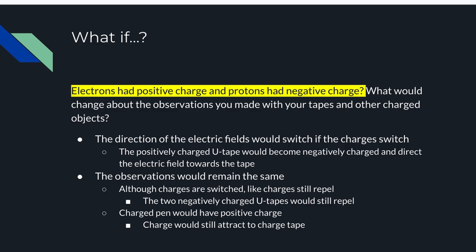So what if the electrons had positive charge and protons had negative charge? The direction of the electric fields would actually switch if the charges switched, and the positively charged U-tape would be negatively charged, and still the observations would be the same. Although the charges are switched, like charges still repel, and opposite charges still attract. So the charged pen would have a positive charge, and it would still attract to the tape.